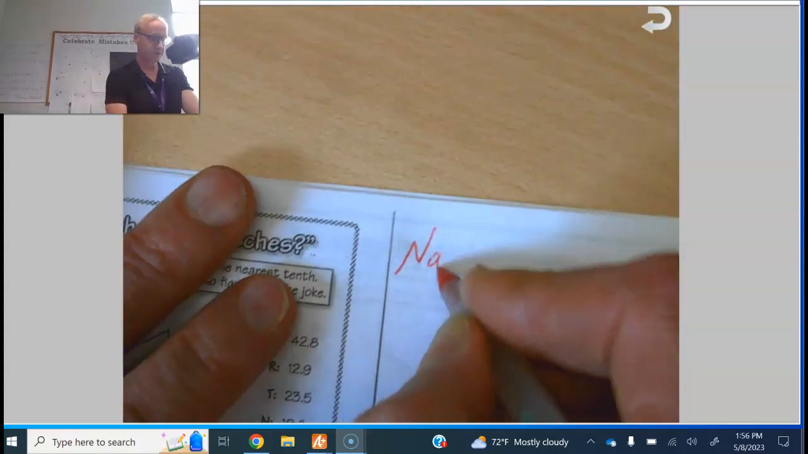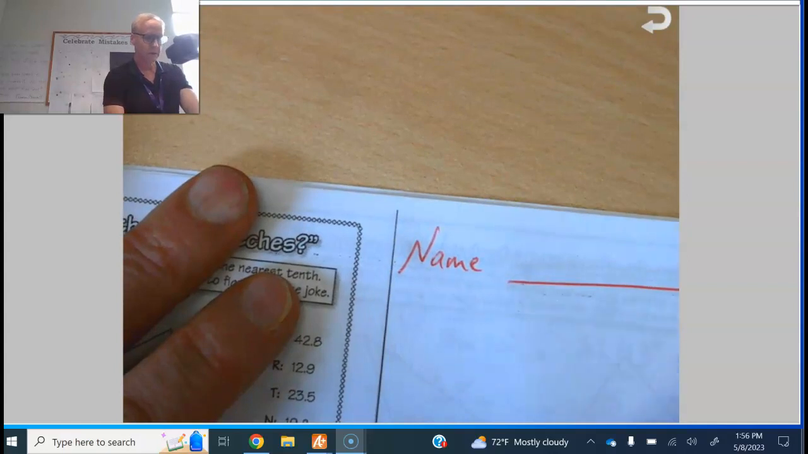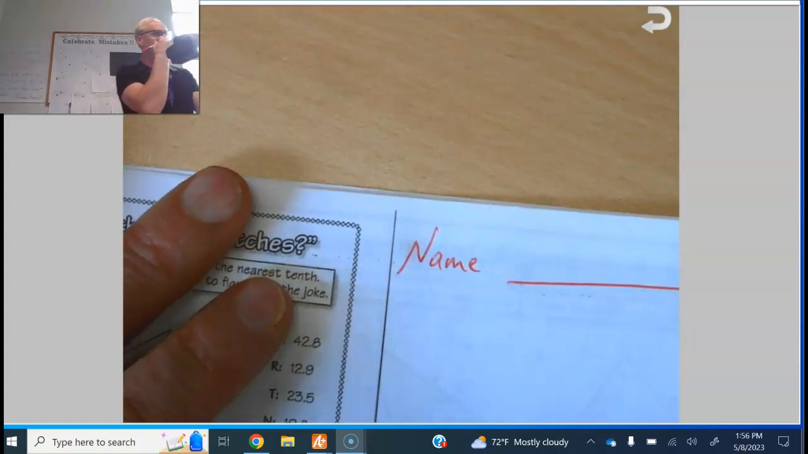Be sure and put your name on this if you didn't. It's period 6. I think I had 3 or 4 people turn them in without names today.